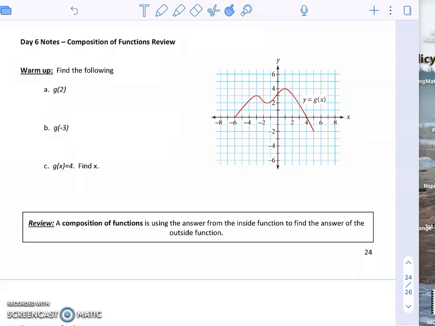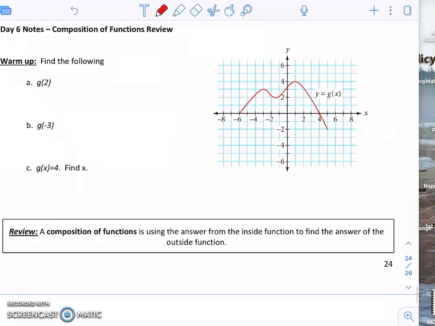So today we're going to review composition of functions. Just as a reminder how to read this: g of 2, so when x is 2, our y value is... the second one here, if we look at g of negative 3 and go over, that's positive 3. This last one is saying what x value when y is 4. So y is 4 if we look here when x equals 1.